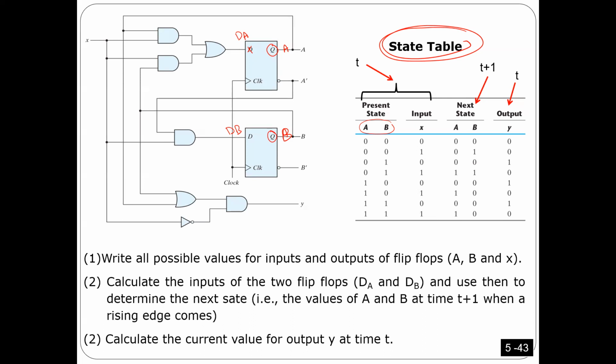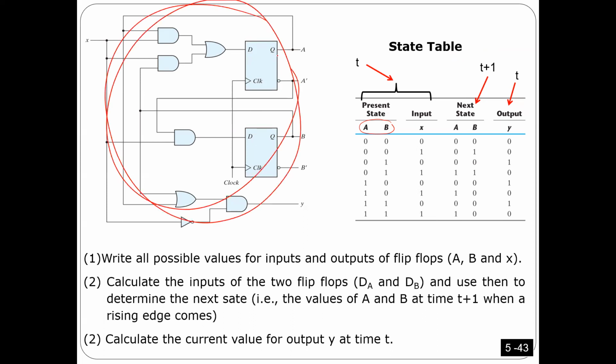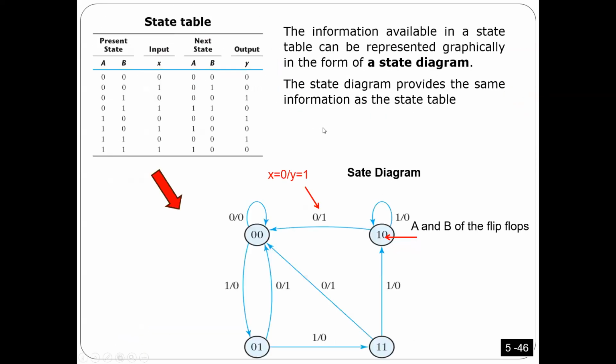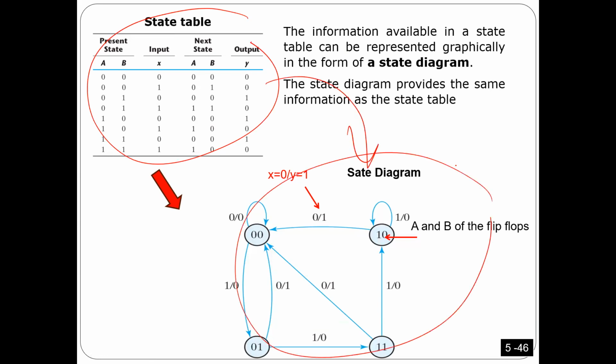So what I'm teaching in this section is, given a circuit, how can you create the state table? And then after we create the state table to give you the relation between the output and the input, I'm also going to explain to you, if you have a state table, how can you present it in the form of a figure? We call it a state diagram. State diagram and state table, both of them are giving exactly the same information.